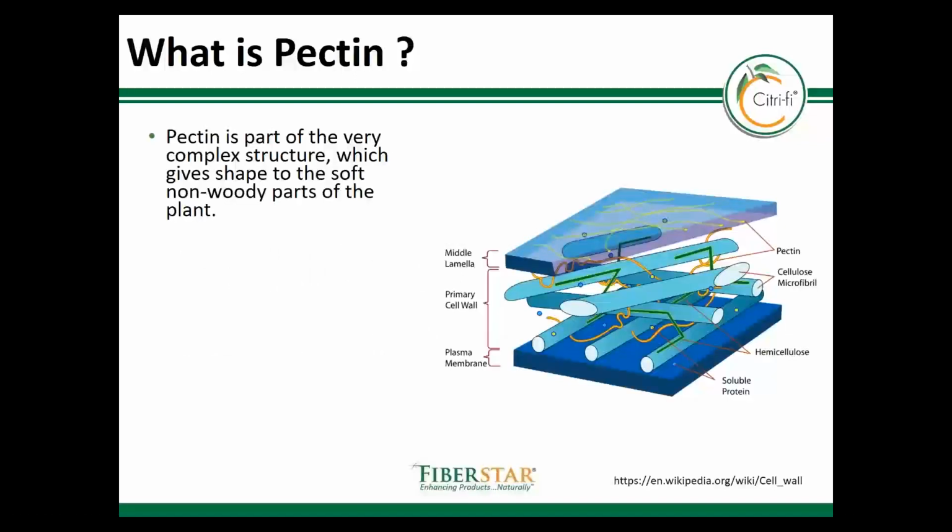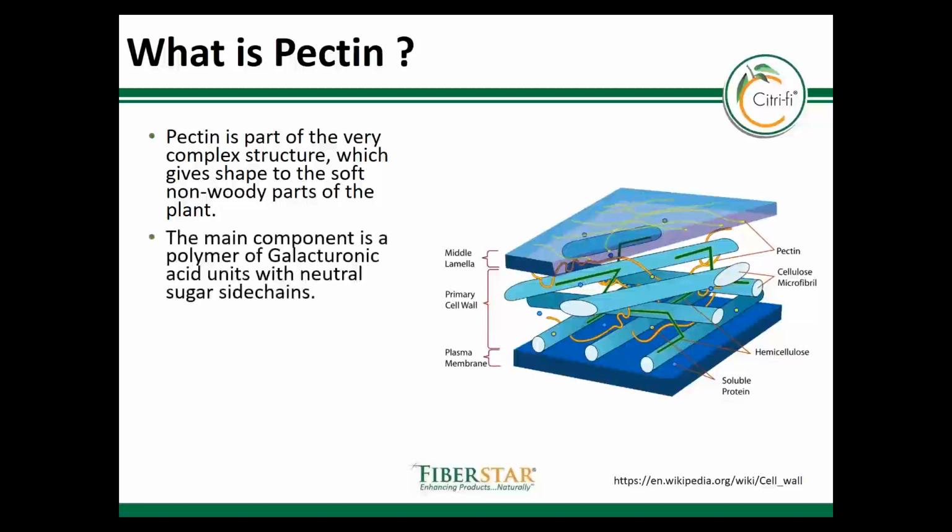Pectin is located in plant cell walls and is part of a very complex structure. Especially the soft, non-woody parts of plants are high in pectin, where it helps with keeping the shape and moisture control. The main component, the backbone, is a polymer of galacturonic acid units.